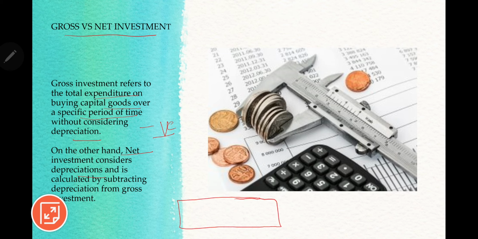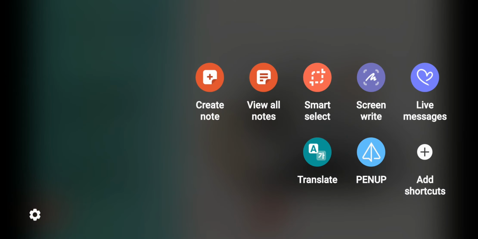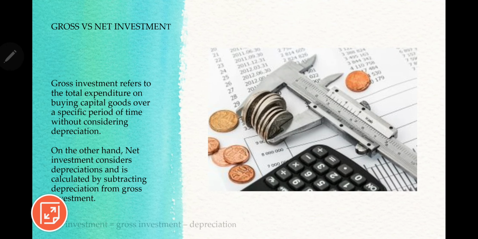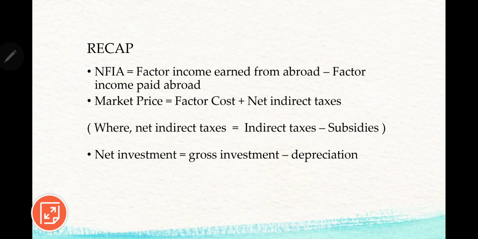For example, if this is the gross investment and this is the amount of depreciation, then by deducting depreciation from gross investment, we get the net investment. So a quick recap. Net factor income from abroad is factor income earned from abroad minus factor income paid abroad. Market price is equal to factor cost plus net indirect taxes, where net indirect taxes is equal to indirect taxes minus subsidies. Last, net investment, which is equal to gross investment minus depreciation.